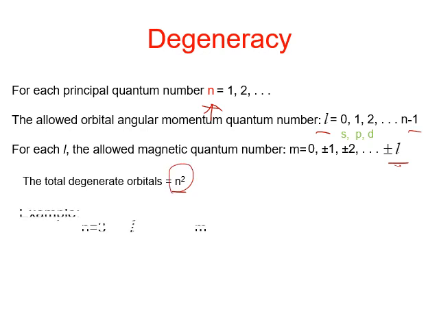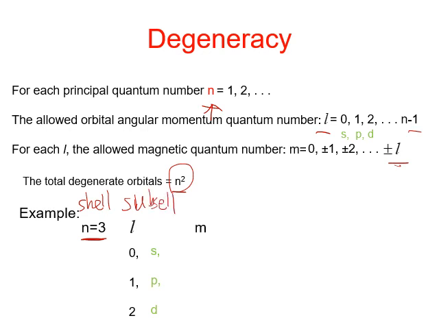So let's look at an example. When n equals 3, what are the possible L? L can be 0, 1, 2. That's the 3s orbital, 3p orbitals, 3d orbitals. So this is a shell, and this is a subshell.